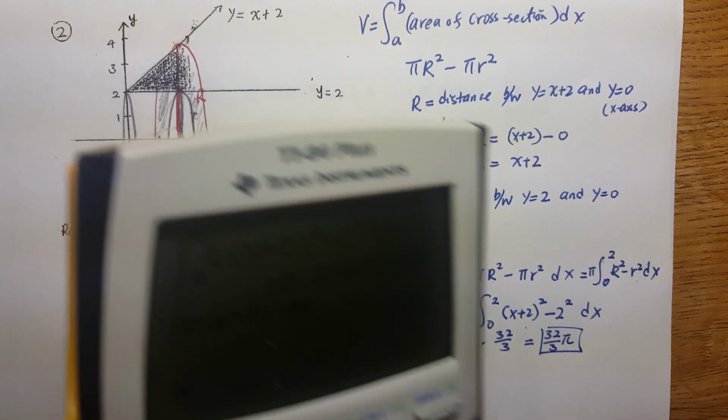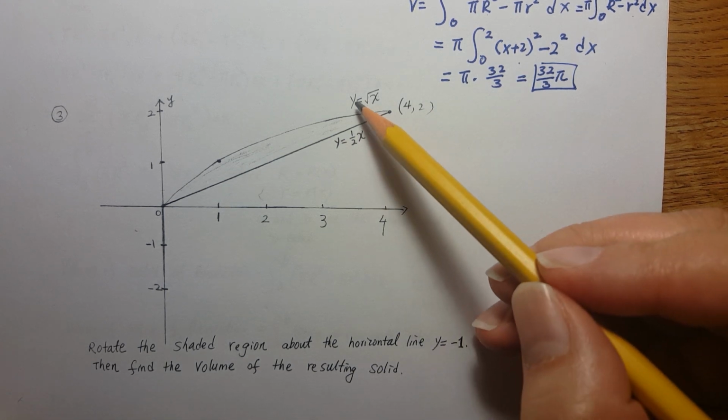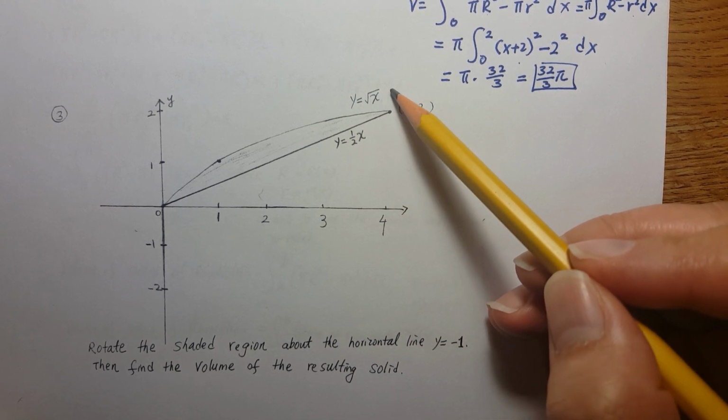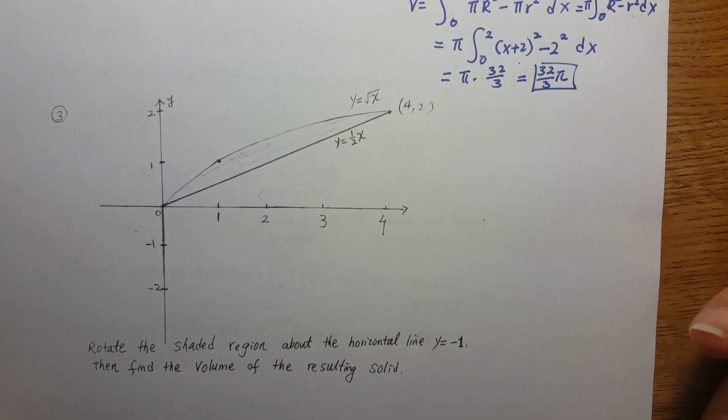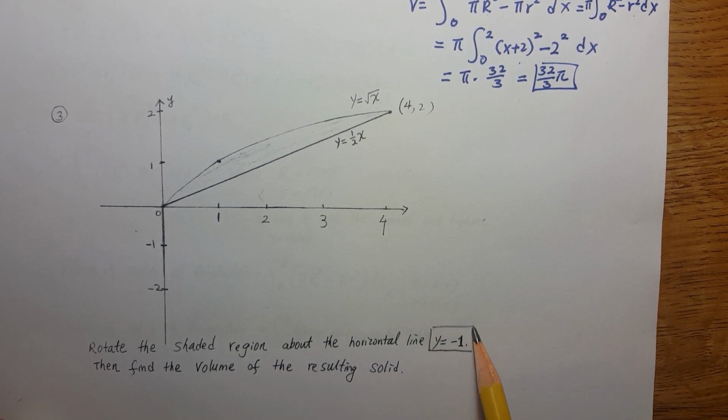Now let's take a look at question number 3. This time I'm not going to show you the 3D diagram. If you're interested, you can go online and try it. When you try it, you type y equal to parentheses x to the half. That's how you type it in. You have to use the half exponent. Over here, the question asks you to rotate the shaded region about the horizontal line y equal to -1. So this time, you are going to rotate about y equals -1.